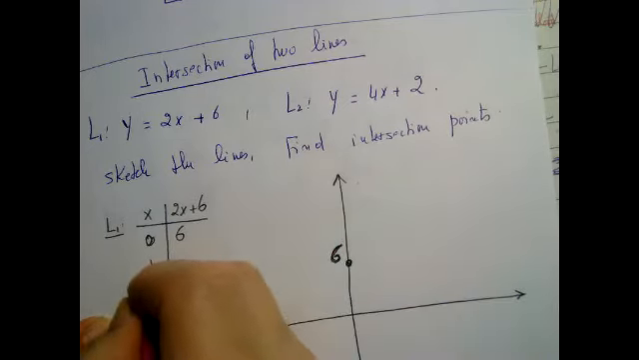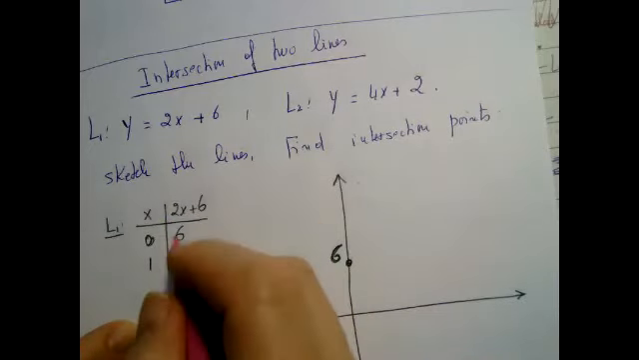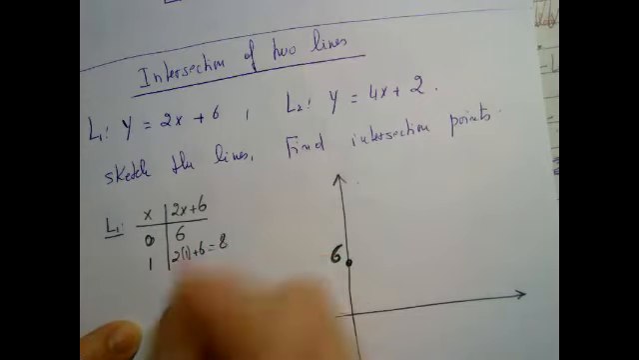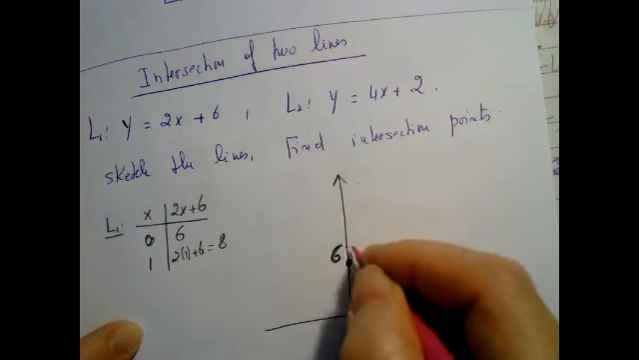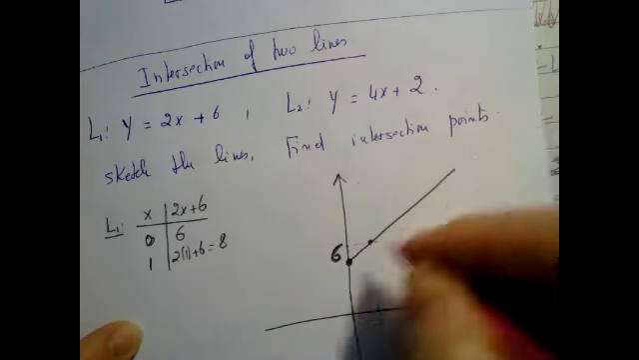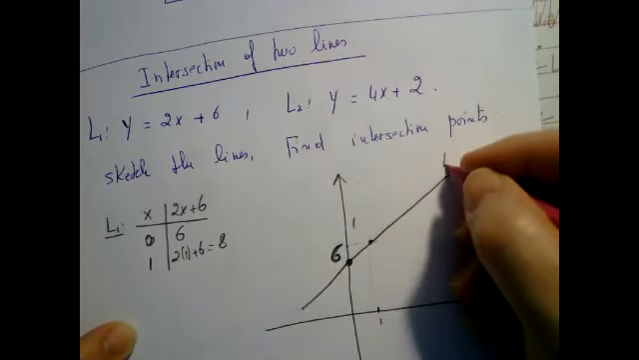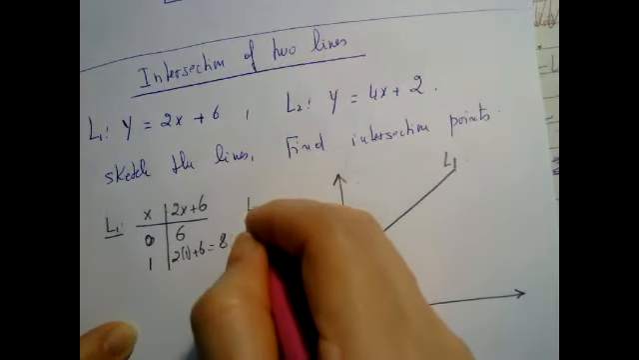And then pick another point, x equal to 1. And we know it's going to increase by 2. That's going to be 2 times 1 plus 6, which is going to be equal to 8. So for 1, it's going to be equal to 8. So this is somewhere here. And this is my first line. So that's 1, 8, right there. So that's my line L1. Then I'm going to sketch my other line.